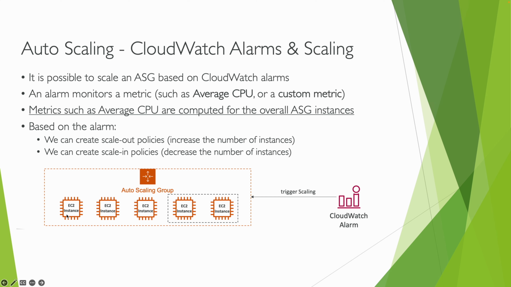So in this diagram, we have an auto scaling group. Initially it has a minimum of 3 instances. When we create a CloudWatch alarm, it will monitor all the instances in this auto scaling group. If any instance's CPU goes above the limit which we have given, then this CloudWatch alarm will trigger the auto scaling group and it will add two more instances to balance the load. So we can trigger this auto scaling group using CloudWatch alarms.